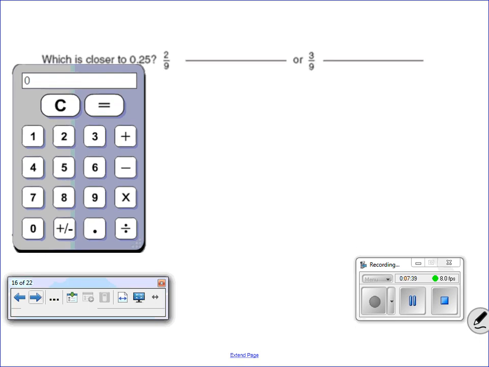Here's another one, which is closer to 0.25. So we're trying to get to 0.25. I've got 2 fractions here. You're going to see problems like this tomorrow in your assignment. Don't worry, they're going to be simple.